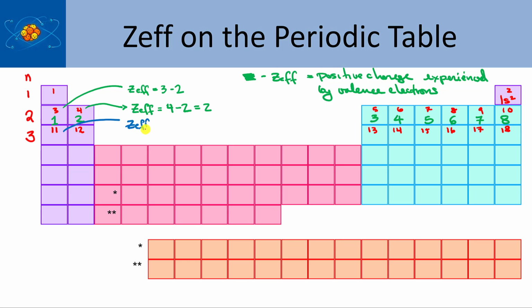Z effective would be equal to 11, that's the nuclear charge, minus the core, which now is 10. So what I'm going to get is 1, right? And then for this one, Z is 12, but I'm still subtracting 10 because that's the core that's common to the whole period of them. So then this will be, again, 1, 2, and then guess what, right? 3, 4, 5, 6, 7, and 8.